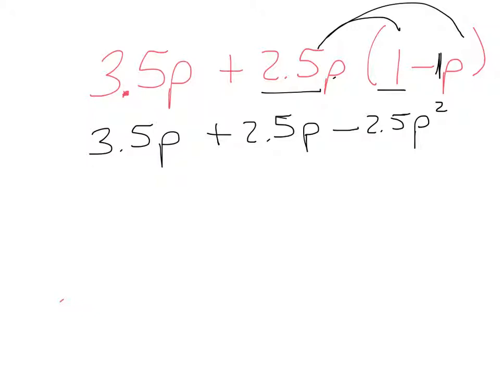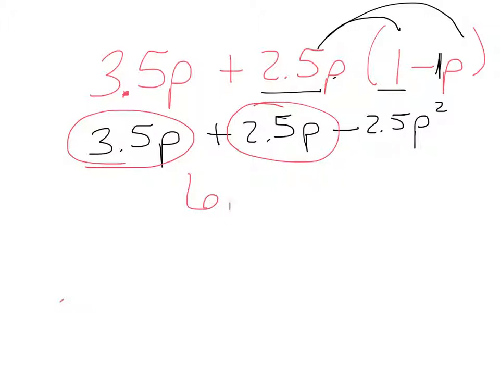If you notice, I like to circle the like terms. So these two are the same. 3.5p plus 2.5p. Well, if I have 350 and 250, that means I'm going to have 6. So 6p, not p squared, but 6p. Now, I'm just going to bring this down as a minus 2.5p squared.